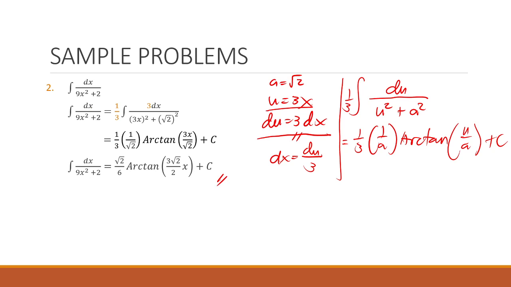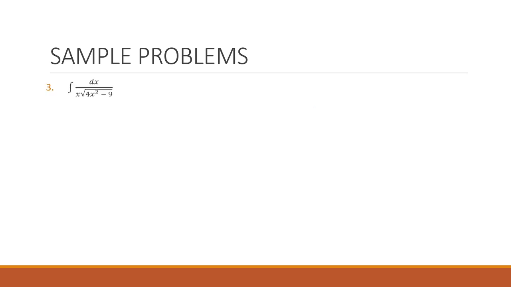Okay. Next. Integral of dx divided by x, square root of 4x squared minus 9. So we have a radical again, and we have an extra variable term outside the radical. So most likely this is integrable using the arcsecant formula. Okay, let's see.